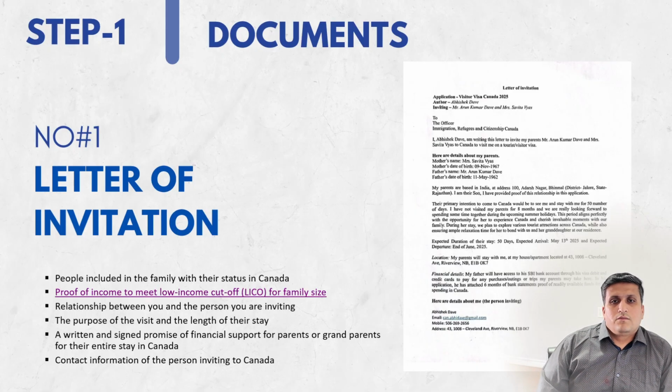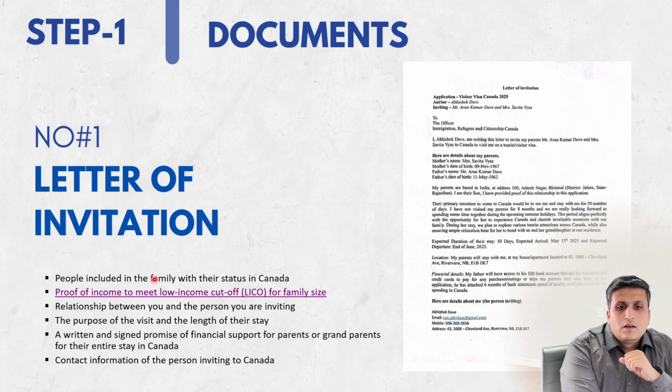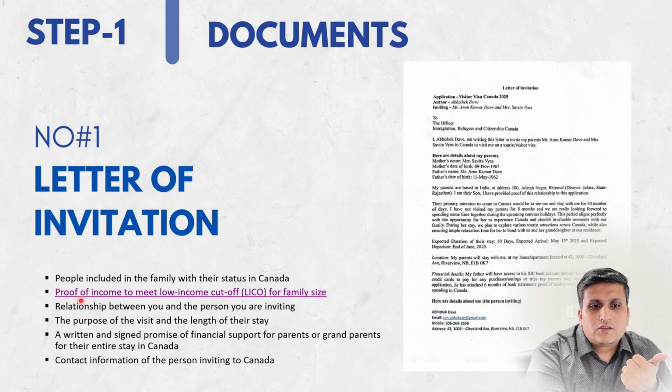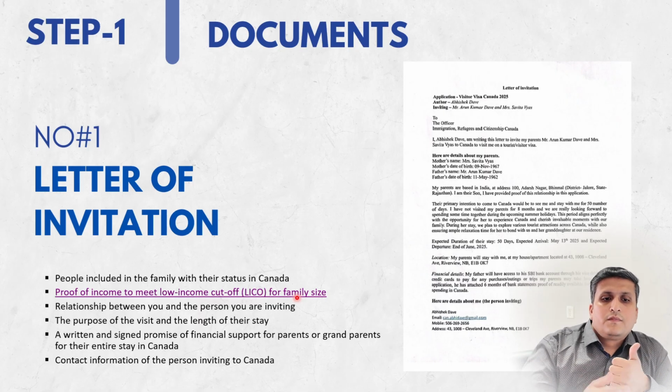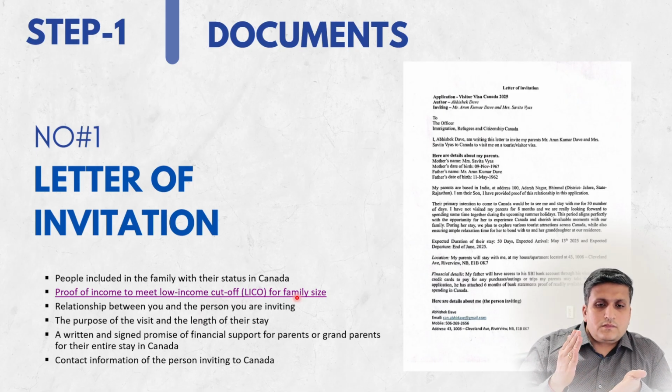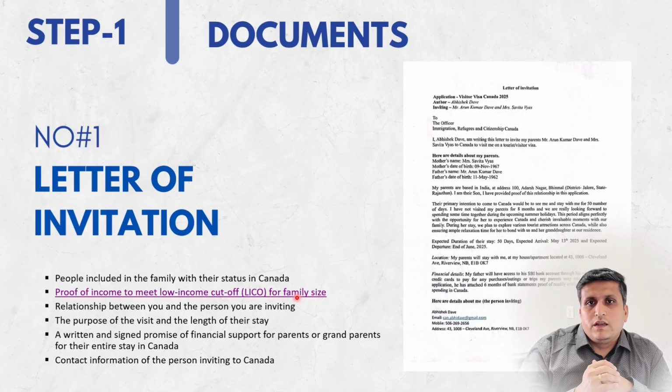So the first and most important document is the letter of invitation. First, we need to include the family members that are already in Canada and what their current status is. Are they citizens of Canada or permanent residents of Canada? Second, we should mention meeting the low income cutoff criteria. Here you can mention that my annual income last year was this and my spouse's annual income last year was this, and as a total family income we exceed the low income cutoff criteria.